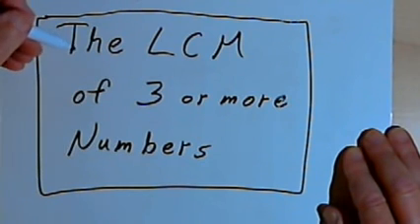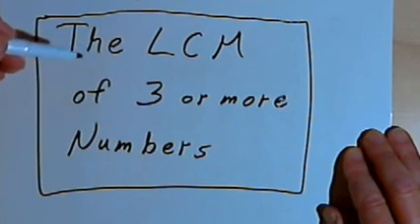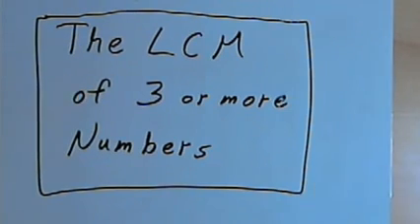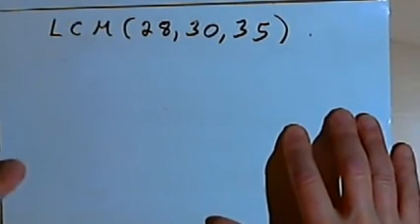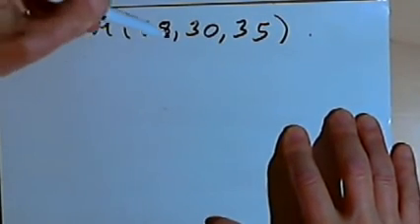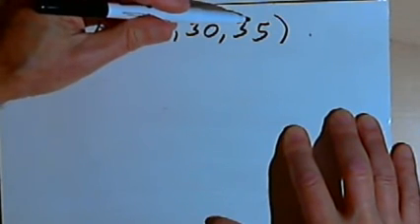And in this video, I want to talk about finding the least common multiple, or LCM, of 3 or more numbers. So here's the first problem. I've got to find the least common multiple of 28, 30, and 35.